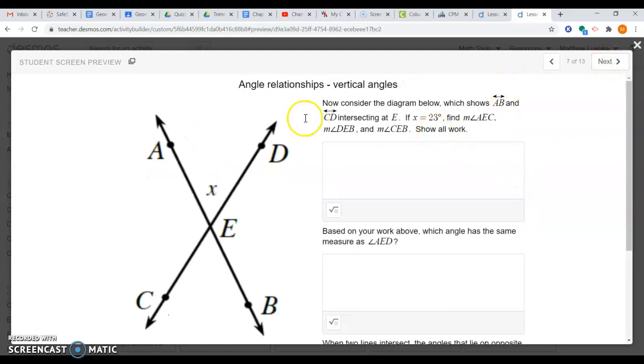Here we have, considering that these 2 lines are intersecting, just crossing in some way. It's telling me that if x here, this angle AED, equals 23, then can we find every other angle here? And we can, because angle AED and angle AEC, these 2 angles create a straight line. So we can use our supplementary angle rules. And we can actually use our supplementary angle rules on every measure of every angle here, and we could get all our answers.